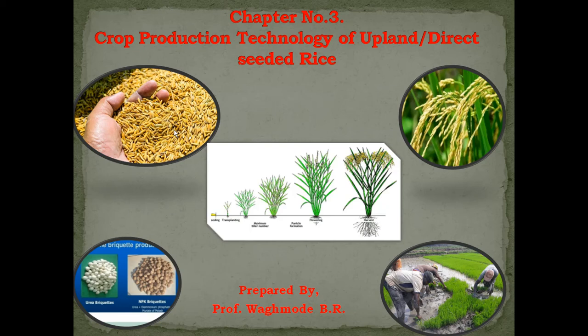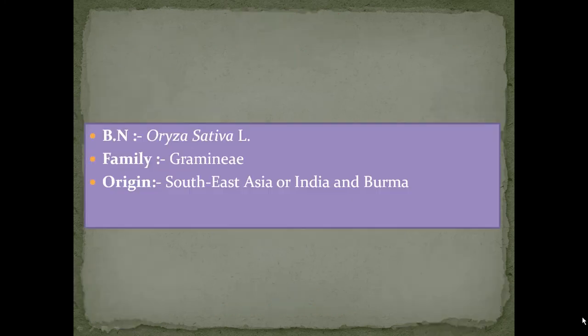So today we will discuss the chapter on the crop production technology of upland or direct seeded rice. In this case, we can see the first one, the botanical name of rice, that is Oryza sativa, family Gramineae, origin Southeast Asia or India and Burma.